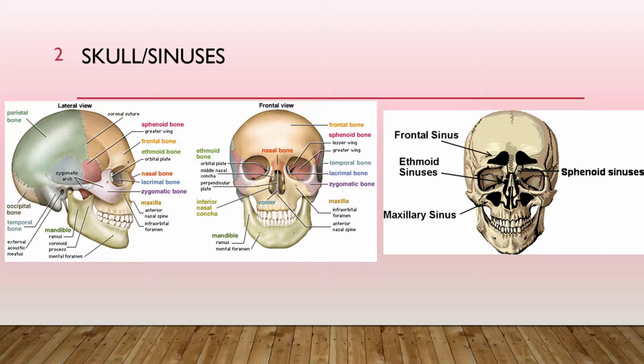The sinus cavities that you're going to see are the frontal sinuses, the ethmoid and sphenoid sinuses, and the maxillary sinuses. Now, even though when you look at this particular picture you're seeing all of them in front, you will also need to take an x-ray with the patient turned to the side.